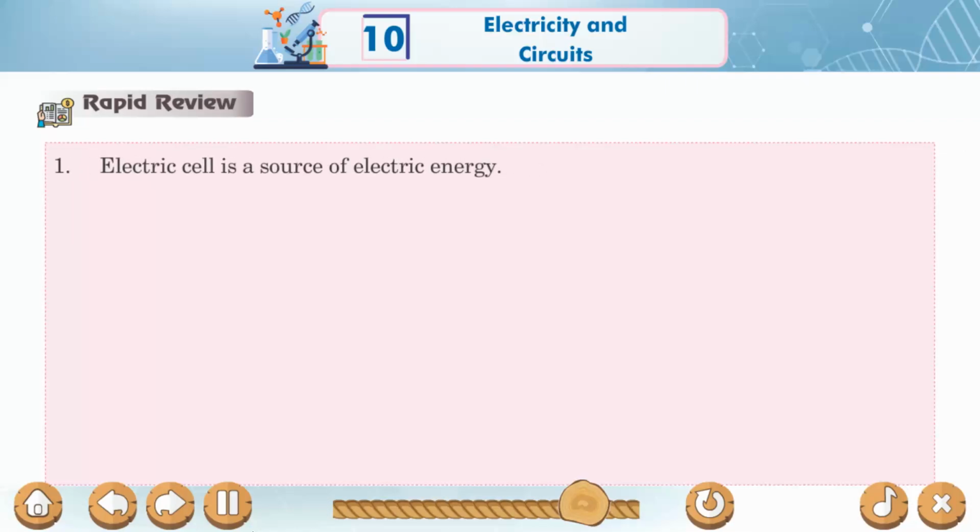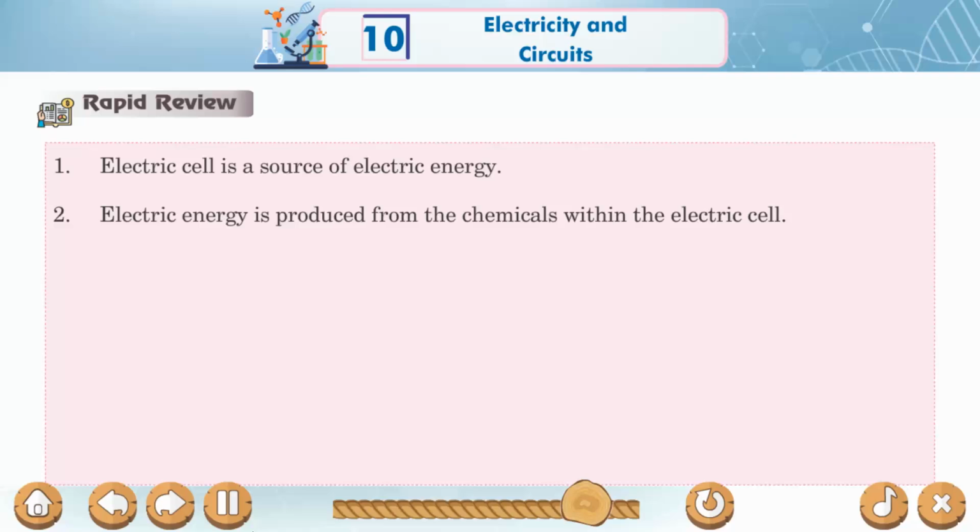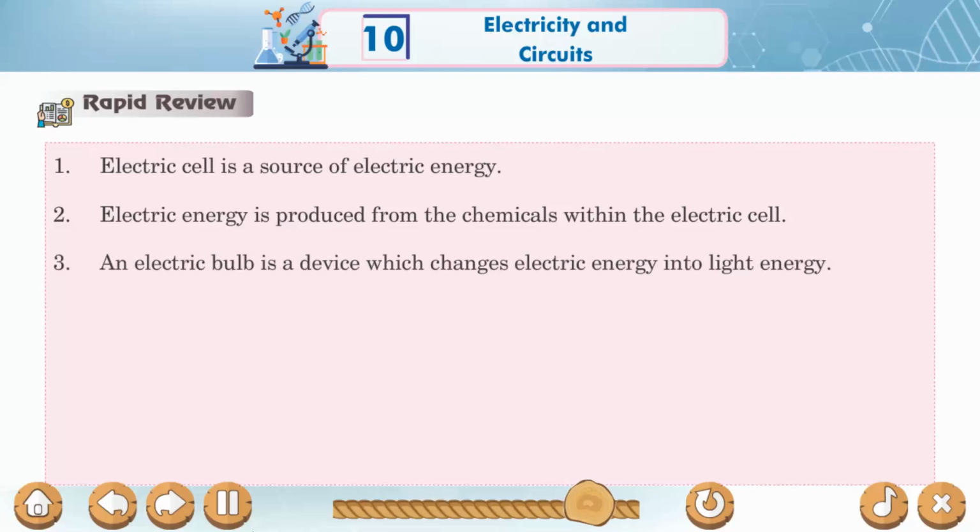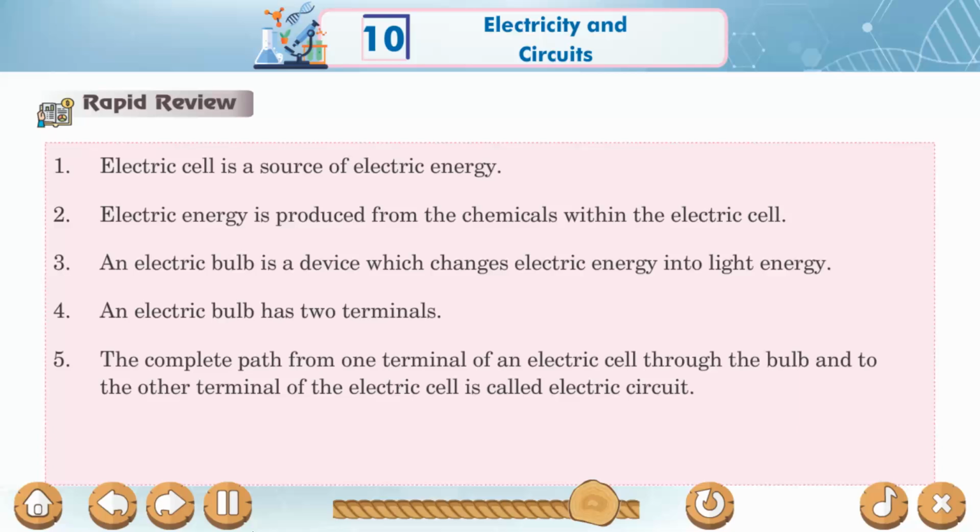Rapid review. An electric cell is a source of electric energy. Electric energy is produced from the chemicals within the electric cell. An electric bulb is a device which changes electric energy into light energy. An electric bulb has two terminals. The complete path from one terminal of an electric cell through the bulb and to the other terminal of the electric cell is called an electric circuit.